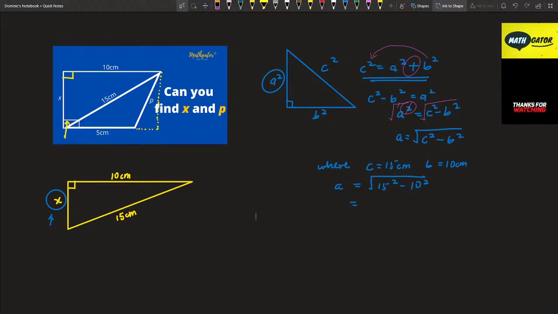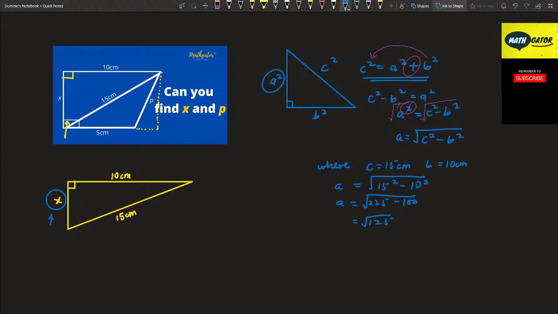Yes, 225. Thank you very much, Elom. So it means that 15 times 15 is 225, and then this is 100. Okay, so when we do the subtraction, what will be the answer? In the chat section, what will be the answer? Okay, so 125.